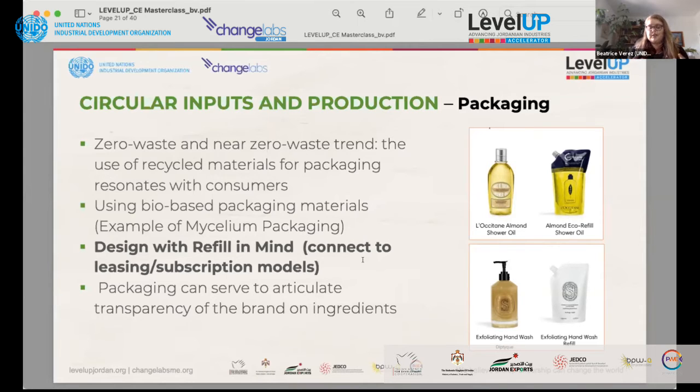So, you're creating effectively two things. One that can be reused as long as possible, and the second, allowing them to refill and use that product as long as possible. And finally, just to say that packaging does serve to articulate the transparency of your brand, including on ingredients. And so it really needs to be a very strong part of how you sell your approach to circular economy to the customer.